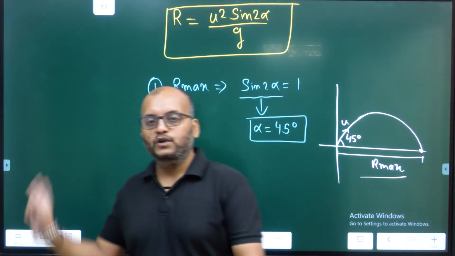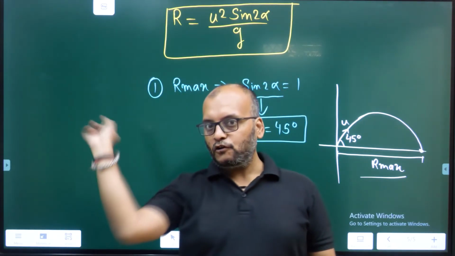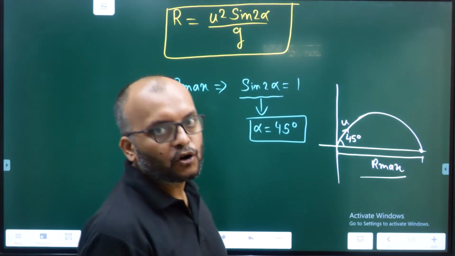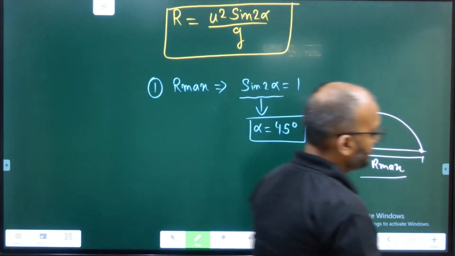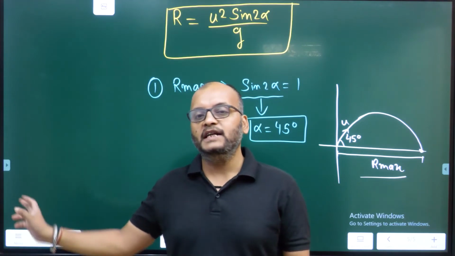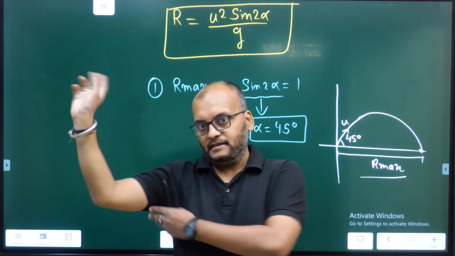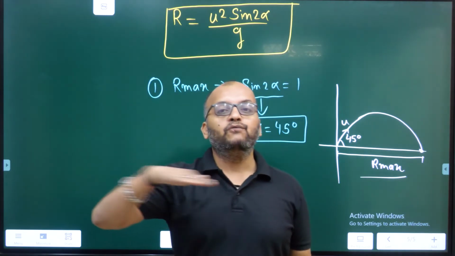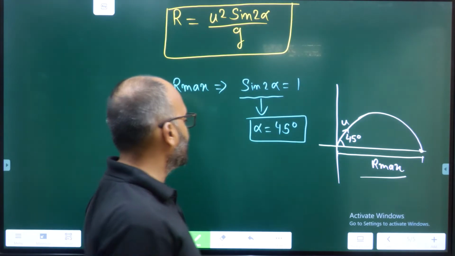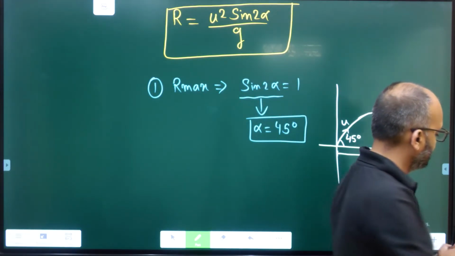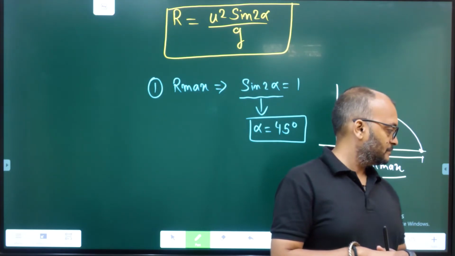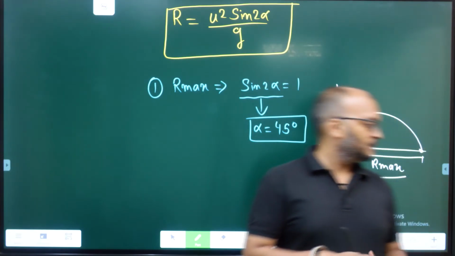So, if you are throwing the ball and you are making an angle of 45 degree, the ball will cover the maximum horizontal distance. And that explains why players in cricket from the boundary line throw the ball like this. They are trying to make an angle of 45 degree with the horizontal. Clear? Everyone? Yes, sir. Note it down.